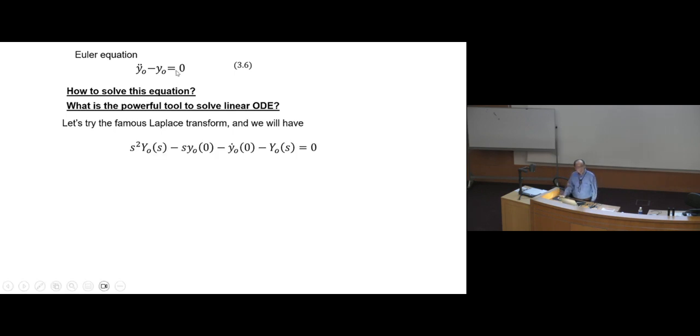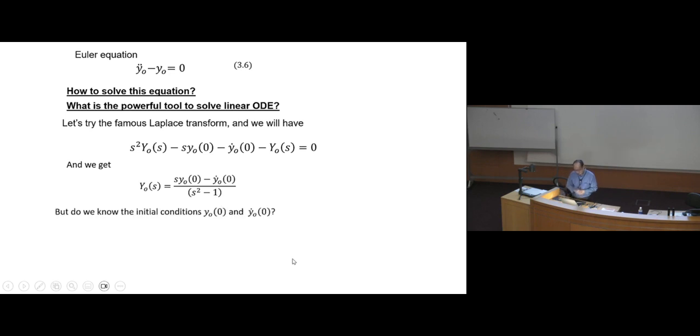We do the Laplace transform. Remember we have to take care of the initial conditions. Because there's a y double dot, the Laplace transform becomes s squared. But because of y double dot, we have to consider two initial conditions, y not 0 and y dot 0, so minus s times y0 minus y dot 0 minus y0, equals 0. Then we can get the solution in the S domain, and of course you just do the partial fraction to get the solution.